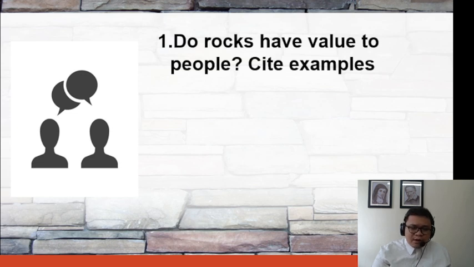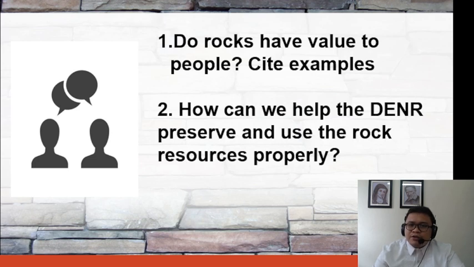Now, a very important question here, which I don't need to answer, but I would like to leave for you as we end this discussion: do rocks have value to people? Cite examples. Or how can we help the DNR preserve and use the rock resources properly? There have been lots of activities pertaining to the uses of rocks and how we use rocks commercially in the industrialization of our communities and our society. So how can we help the DNR preserve and use the rock resources properly?